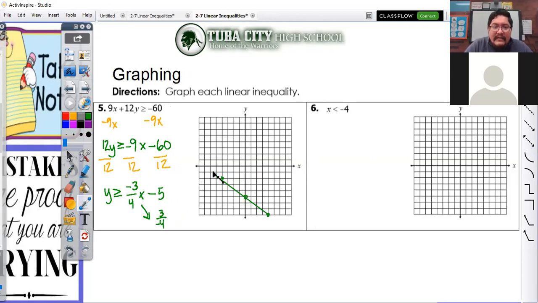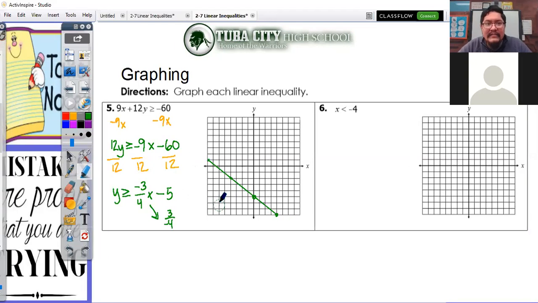All right, so now we gotta graph it with a solid line, because this one has an or equal to. So again, that means it's a nice solid edge that you can go up to. And then shading it. So we got to shade the right side. So again, looking here, once it's in slope intercept form, it's open towards the y. So start shading it from the y.